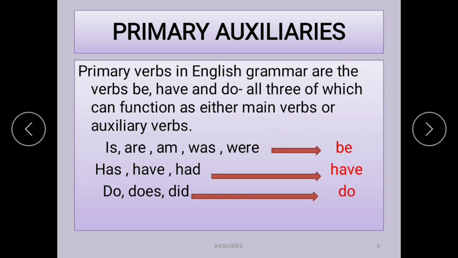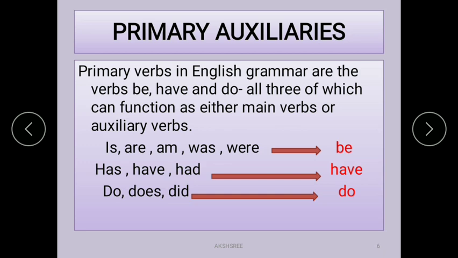Here, the forms of have: has is used with singular nouns, have is used with plural nouns, and has and have are used in present tense. Had is used with both singular and plural nouns in past tense. Do is used with singular nouns, does is used with plural nouns, and do and does are usually used in present tense. Did is the past tense of do and does for both singular and plural nouns. Okay, understood. So what are primary auxiliaries?